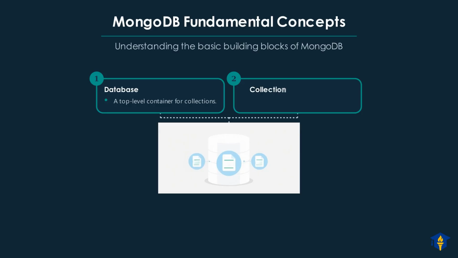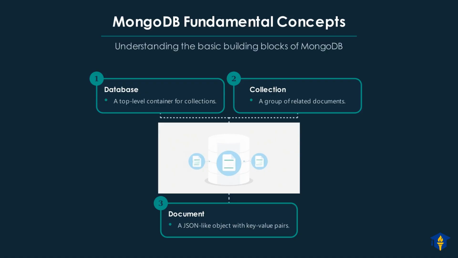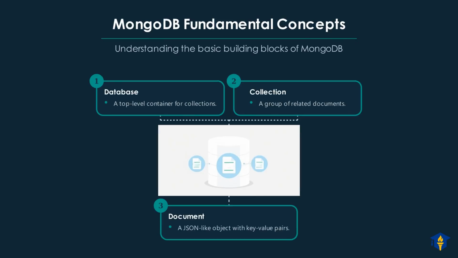Next, we encounter the collection, a primary organizational unit. A collection in MongoDB is simply a group of related documents. Finally, we define a document, which is the most granular unit. A document is a JSON-like object containing flexible key-value pairs.